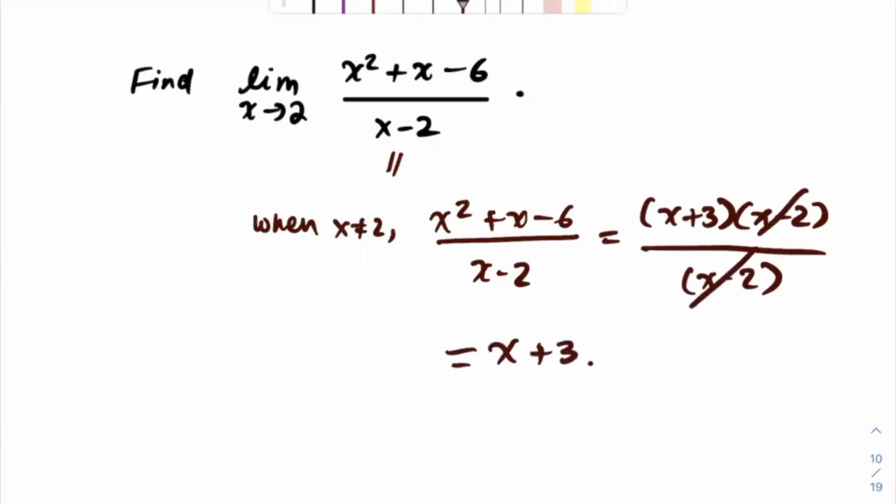So since this is equal to x plus 3 away from 2, and x plus 3 is continuous, we can just substitute directly. So the limit is equal to x plus 3 when x is 2. So that's 2 plus 3, which is 5. And that's a very good general technique for finding such a limit when it doesn't exist at the point, but it's well-defined everywhere around the point.